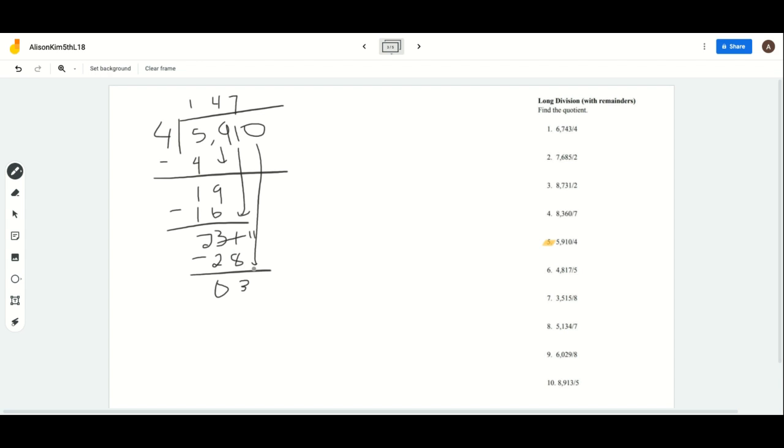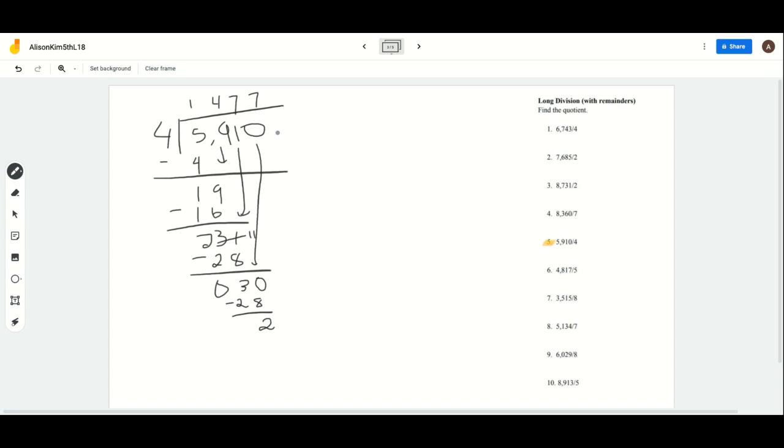And when we do, not the 10, we're going to bring down the 0, I'm sorry. And then we get 30. So we said that the highest, 4 times 7 equals 28, but 4 times 8 equals 32. So we're going to go with 7 again. So we're going to get 28 once again. And 30 minus 28 equals 2. And 2 is our remainder.